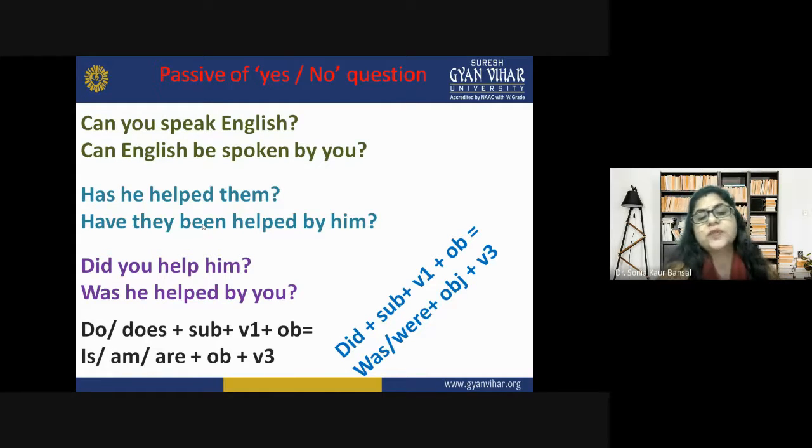So the structure would be do, does plus subject plus verb's first form plus object. It would be changing into is, am, are plus object plus verb's third form plus question mark. But if there is a past tense question, did plus subject plus verb's first form plus object, this will be changed into was, were plus object plus verb's third form. Clear, students? So this is how active passive voice is really very interesting if you do lots of practice.